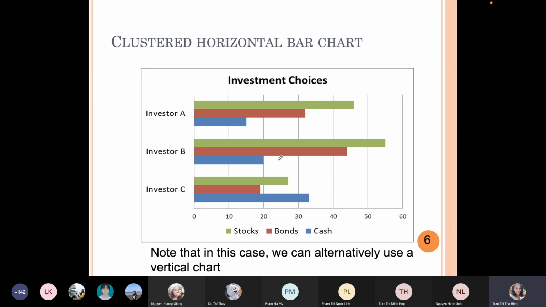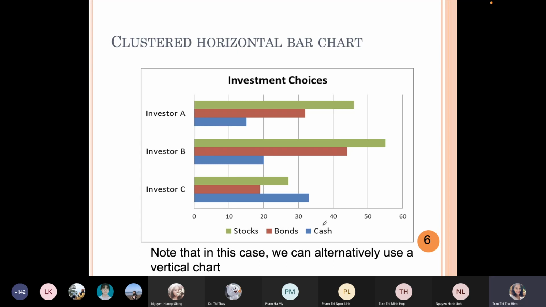Or another way, we can use graphical methods. Here is the clustered horizontal bar chart, and we have a note here that we can use a vertical bar chart. When you look at the graph here, there are two main categories: investor A, investor B, and investor C. And for each investor, you know how much is in stock, bond, and cash.